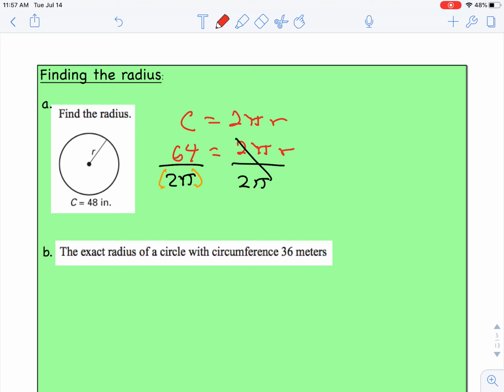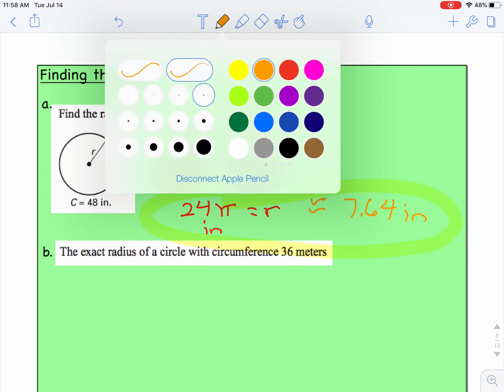Now, when we take 64 and we divide it by 2 pi, for an exact answer, we could write, oh, I have the wrong number in here. Silly me. That actually should be 48. I don't know where I got the 64. But anyway, the exact answer to this would actually be 24 over pi. That's what my radius is, 24 over pi inches. Or again, if you would prefer to do the approximate answer, if it doesn't tell you specifically, you could do either. So those would be your answers.